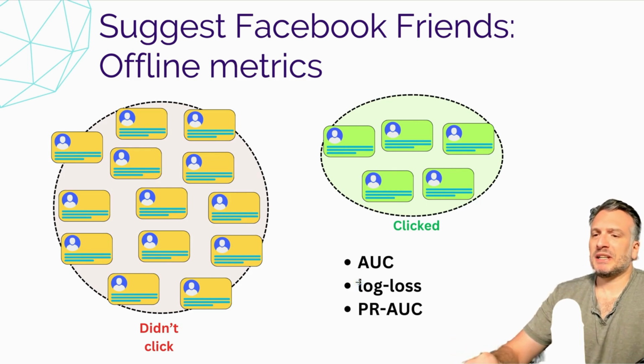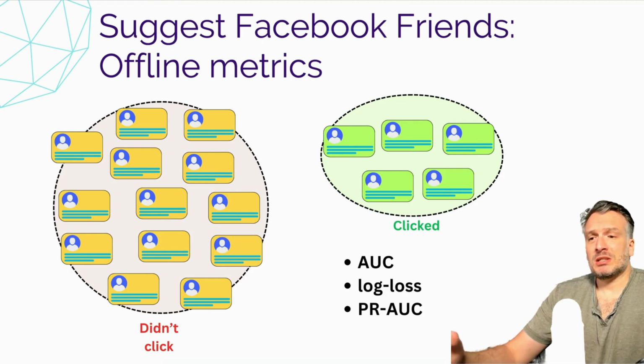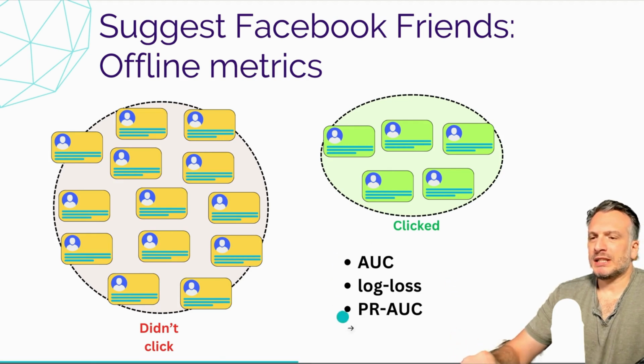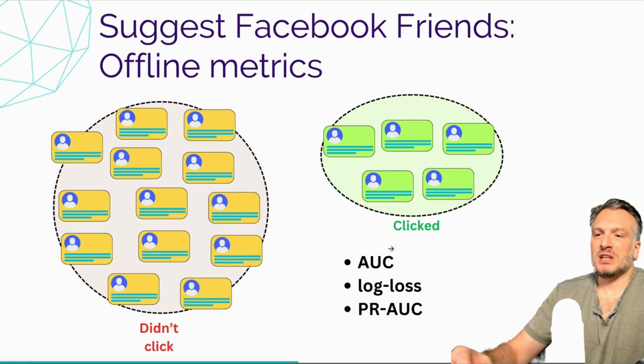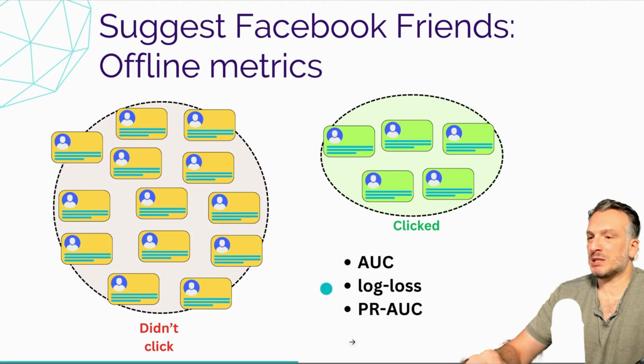So when we have a binary response this way, it's actually easier to measure metrics like AUC, so area under the curve, log loss, or precision recall AUC. And this is typically the type of metrics that we use in offline experiments. I would categorize those as machine learning metrics. They are not very meaningful for the business, but they are easy to measure on the binary response that we have from the historical data.